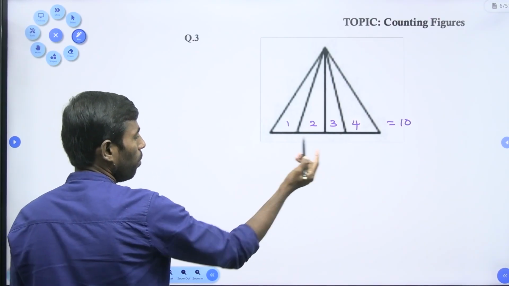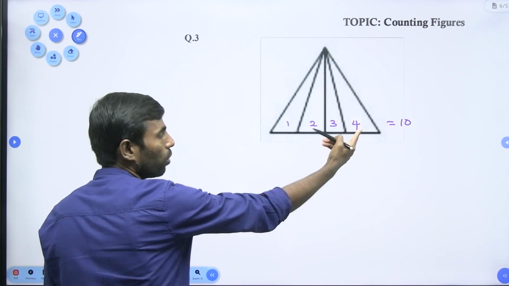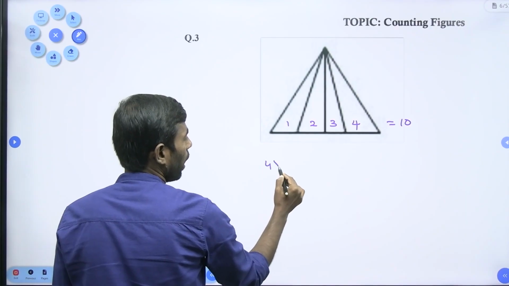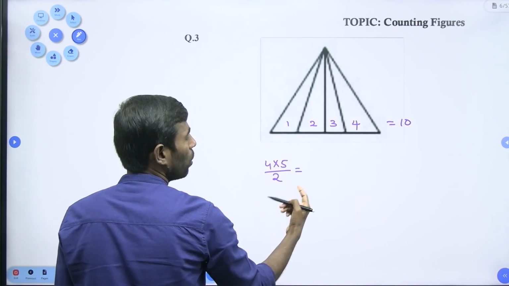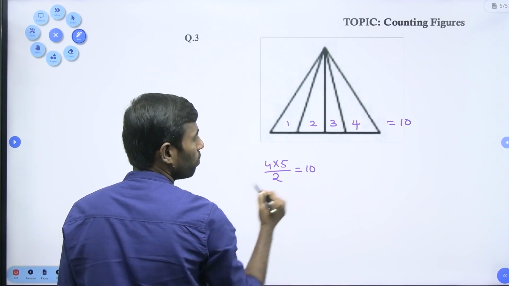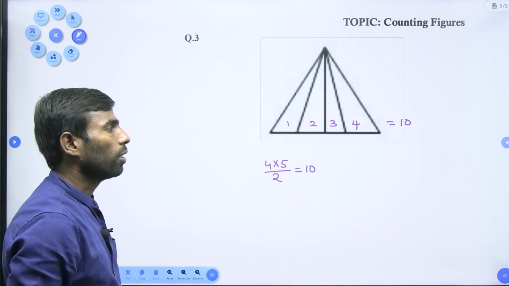Or else can go with formula. I told you the formula. Sum of the first n natural numbers: n into n plus 1 by 2. n equal to 4. n plus 1, 4 plus 1, 5, by 2. 4 into 5, 20. 20 by 2, which is equal to 10. Okay. Like this also you can do the question.